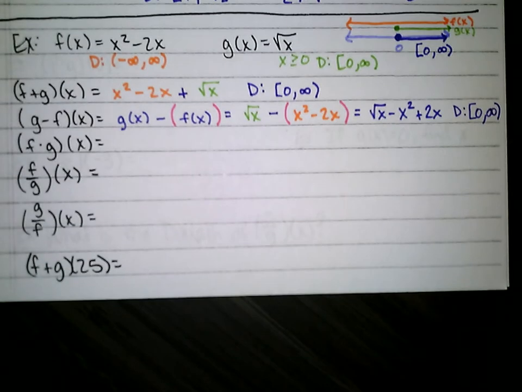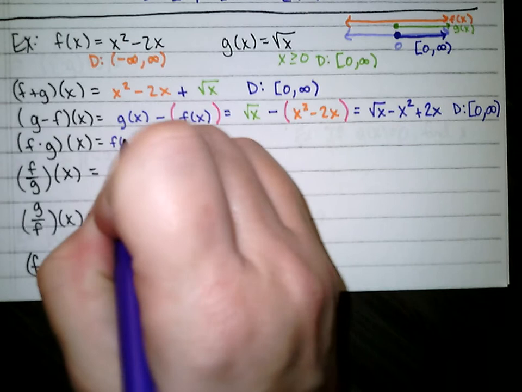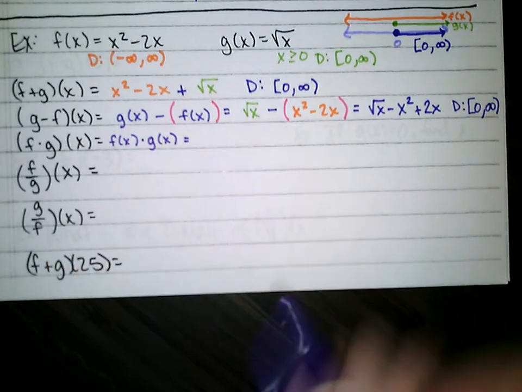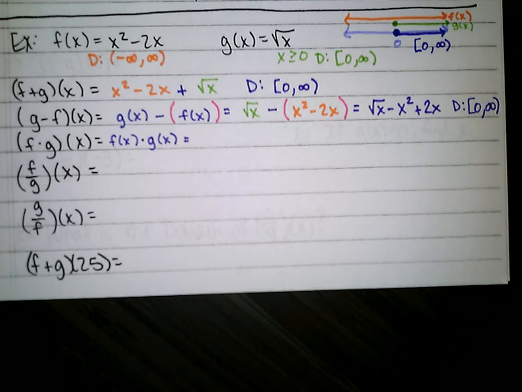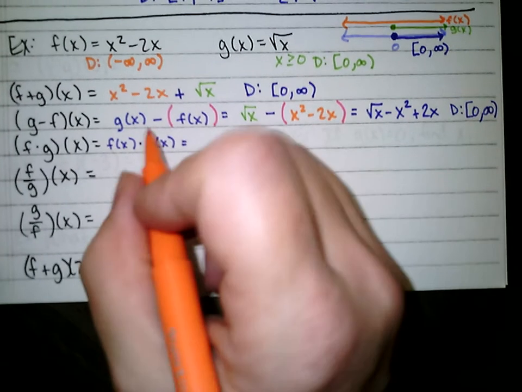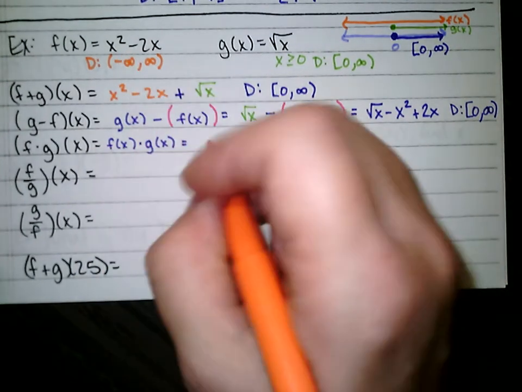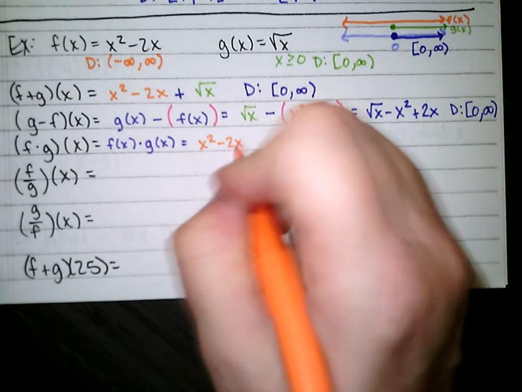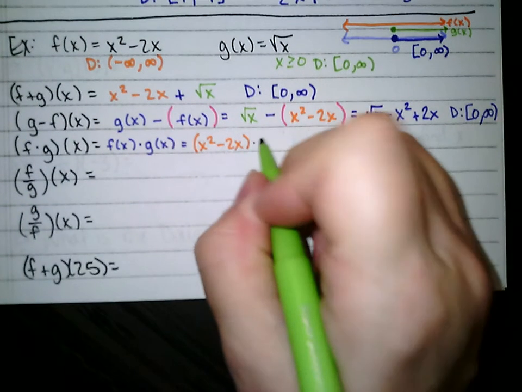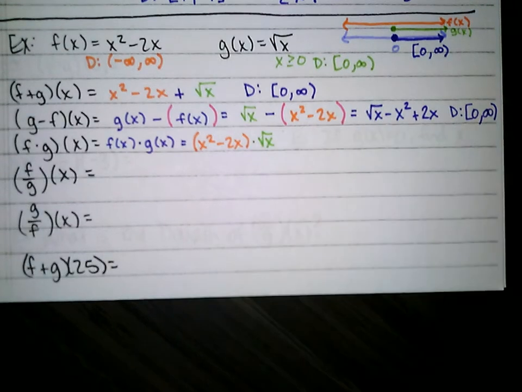F times g of x. So that means we're doing f of x times g of x. And you're going to want to watch parentheses on this one as well. Just if you have more than one term, you need to put it in parentheses so you remember to either distribute or FOIL. So my f of x was x squared minus 2x. I'll go ahead and use parentheses with it. And then times g of x, which was square root of x.